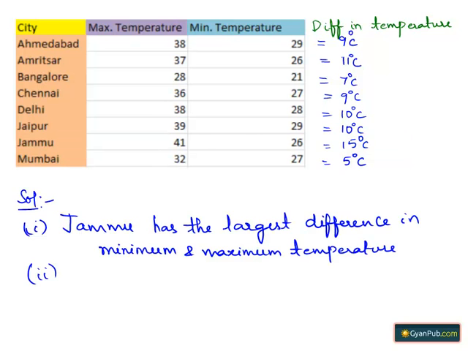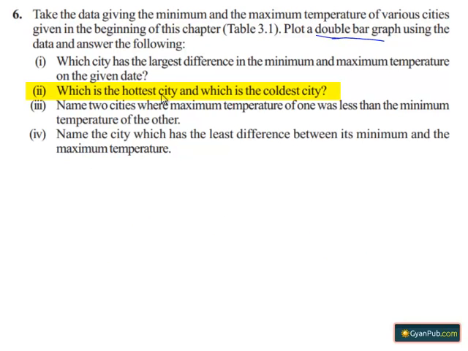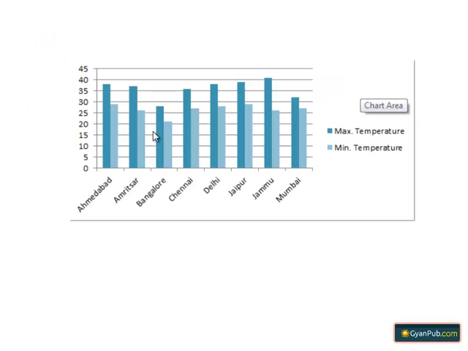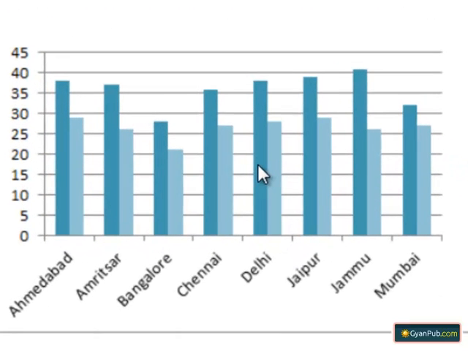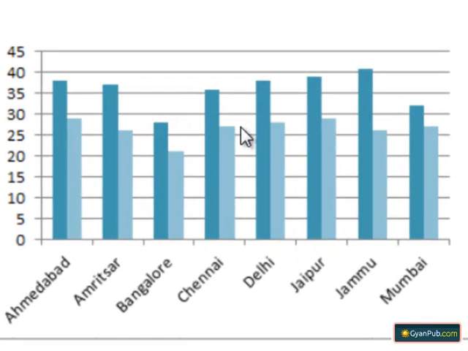Now moving to the second part of the question, which is the hottest city and which is the coldest city. When we see the bar graph, here the length of the bar graph is maximum in the case of Jammu and the length of the bar graph is minimum in the case of Bangalore. So Jammu is the hottest city and Bangalore is the coldest city.